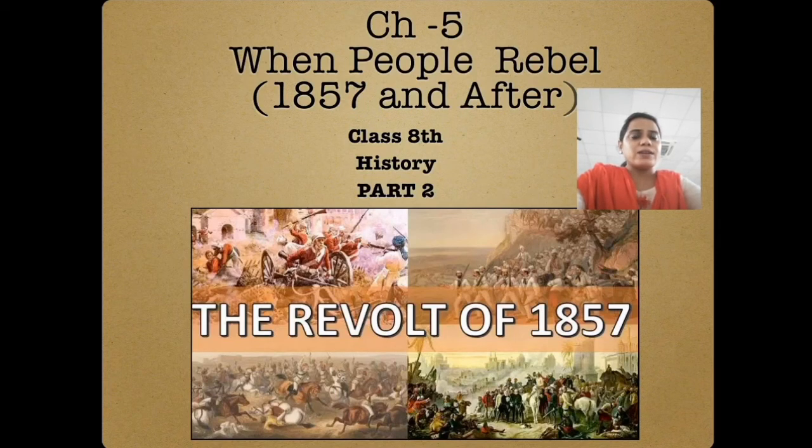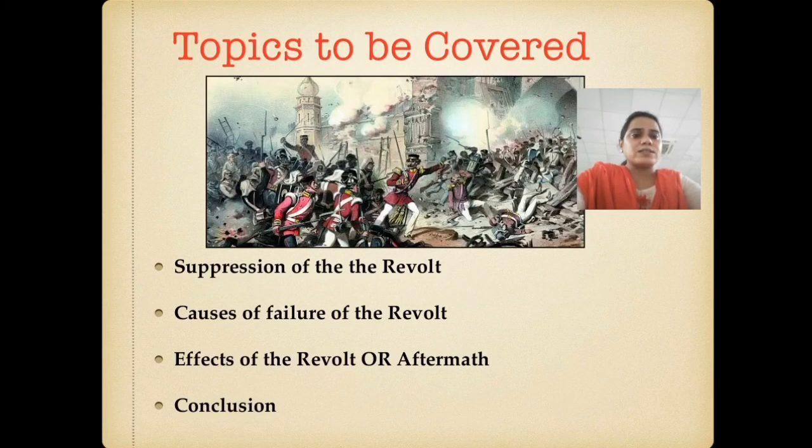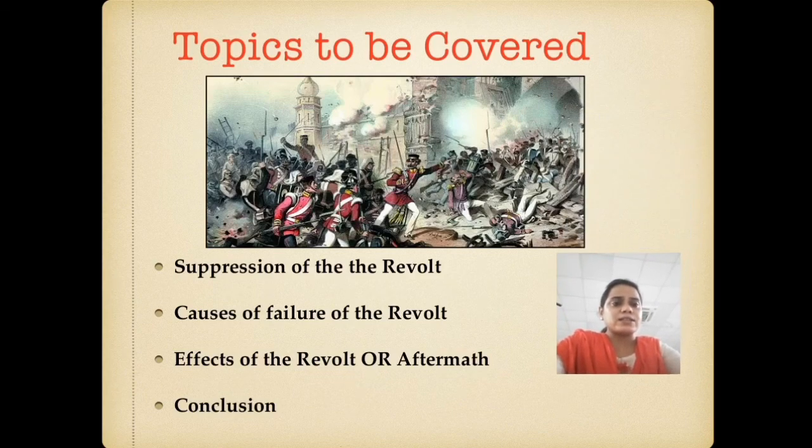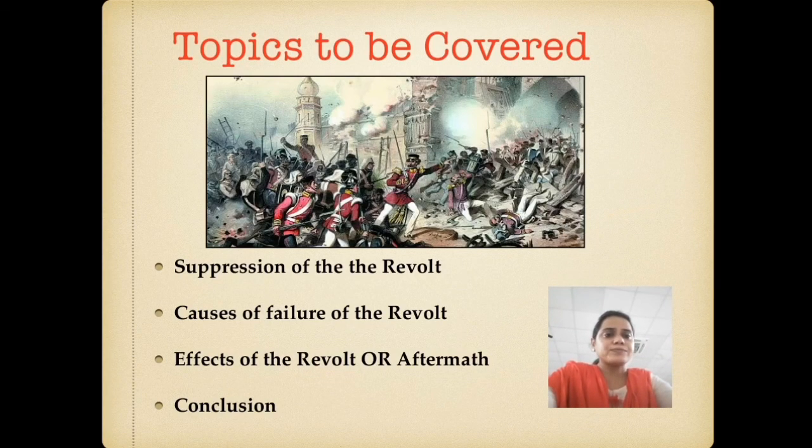So today we will discuss the second part of the chapter When People Rebel, 1857 and after. Let's start with the important topics which we are going to discuss in this part: suppression of the revolt, causes of the failure of the revolt, effects of the revolt or aftermath, and lastly we will discuss the conclusion.